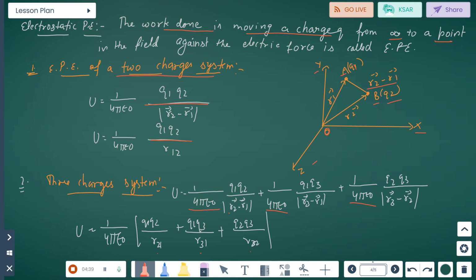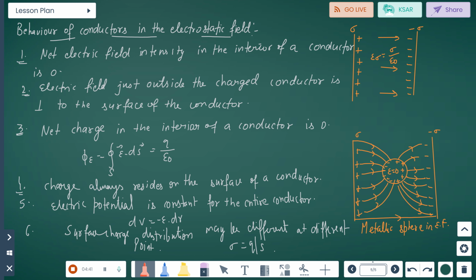Now, behavior of conductors in an electrostatic field. In electrostatic fields, we have net electric field intensity. The net electric field intensity in the interior of a conductor is 0.